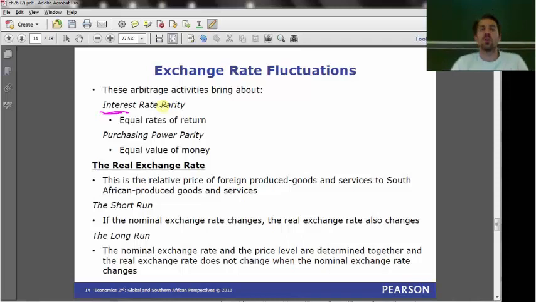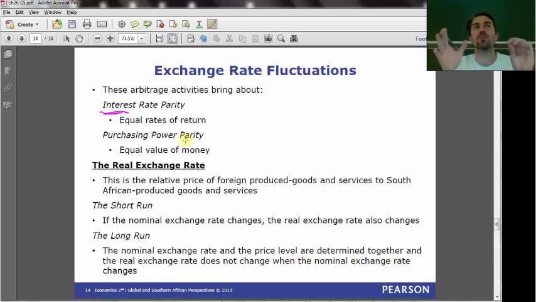So we end up with something called interest rate parity. Interest rate parity means that you have equal rates of return in different places, because if the return is not equal, you have arbitrage opportunities. And you also have purchasing power parity, which means that the value of your money must be able to purchase the same real goods and services. In other words, the price of eggs must be the same in the Netherlands and in South Africa. If it's not, arbitrage opportunities.